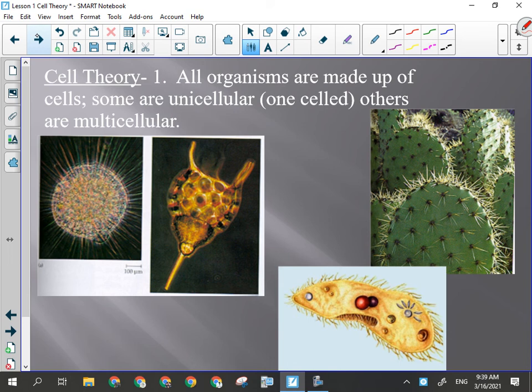Some organisms are unicellular, so one-celled, like a paramecium or an amoeba, or these, I'm drawing a blank on the name right now, actinopods. Or they could be multicellular, like plants, like this cactus, your cat, your dog, yourself. We're all multicellular. We have many cells, many specialized cells, in fact. So all organisms, all living things, are made of cells.